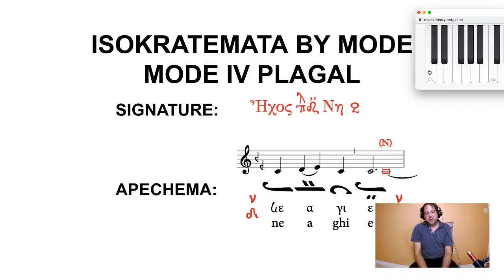So you might have noticed all the four modes and all of the plagal modes have similar names, but the plagal modes have apikimata with ne in them. So ananes, aneanes, neanes, neheanes, na, aanes, and then ahia, neahia. So that's the apikima, the intonation for plagal fourth.